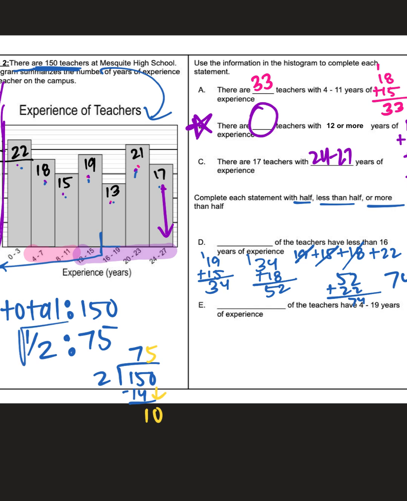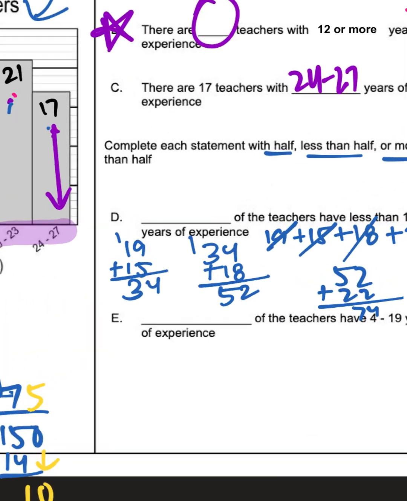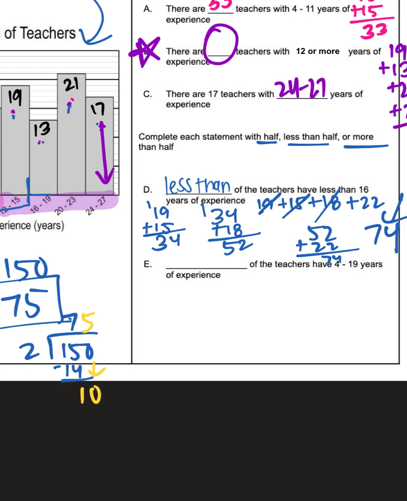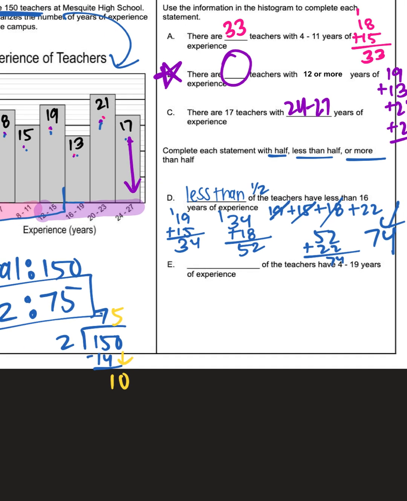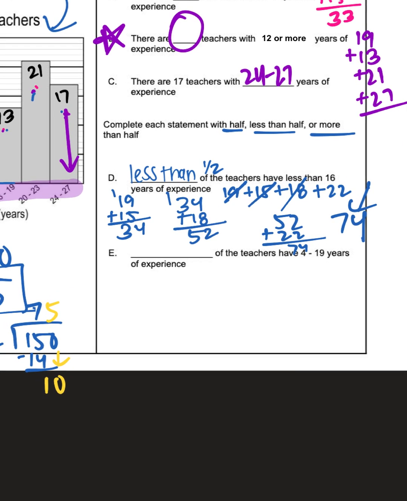Now remember, we are comparing to half in this case. Is this 74 more than half, less than half, or half? Good. Hopefully you said less than half. I guess I should put the half right there. Sorry.